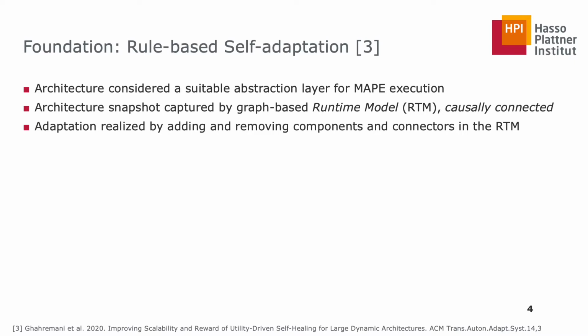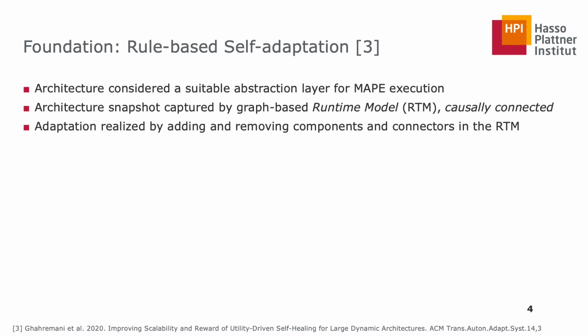We briefly present the foundation of our approach, namely rule-based self-adaptation, as it is presented in the reference on the bottom of your screen. It relies on the premise that architecture view is considered a suitable abstraction layer for MAPE execution. Then, architectural snapshots captured by a graph-based runtime model represent the knowledge base of the MAPE and are causally connected to the system. That means changes on the runtime model are reflected on the system and vice versa. Adaptation is then realized by adding and removing components and connectors in the runtime model.